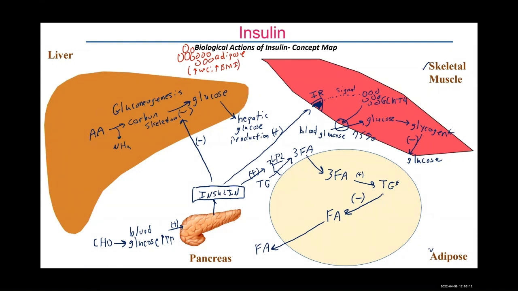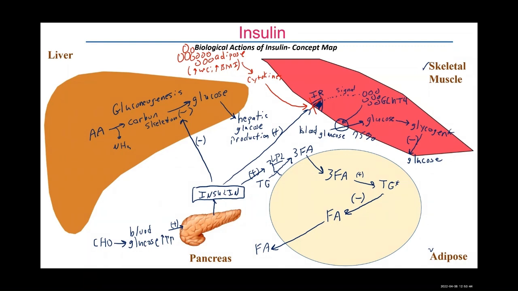Now this adipose tissue, when it's in excess, is going to produce cytokines. What these cytokines are going to do is lead to inflammation, and they're going to damage the insulin receptor. So in this case, this isn't going to work.